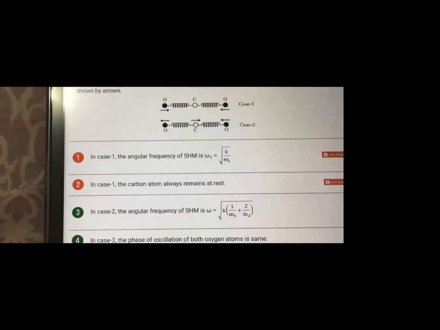Sir, no, actually, I was not able to calculate the time period, frequency and the fourth part. Okay. So see, for the time period of oscillation, you have to look at the oscillation of the two oxygen molecules with respect to the carbon atom. Okay, the reduced mass case, na beta. So the total mass of oxygen is 2m1. The two springs are in parallel, na? Yes. So you can take the equivalent spring constant between them as 2k.